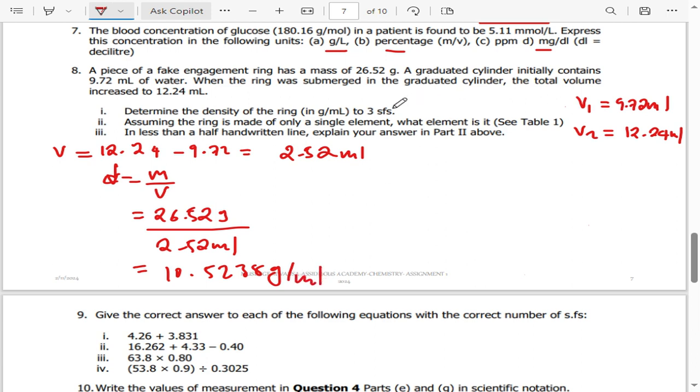The question says you leave your answer in 3 significant figures. So 1 here is significant, 0 is significant, 5 is significant. So we are going to end at 5. Because the next number is below 5, we'll not remove any number from it. So the answer will be 10.5 grams per mil. Assuming the ring is made of only a single element, what element is it? So we want to check what element has got this density, 10.5 grams per mil.